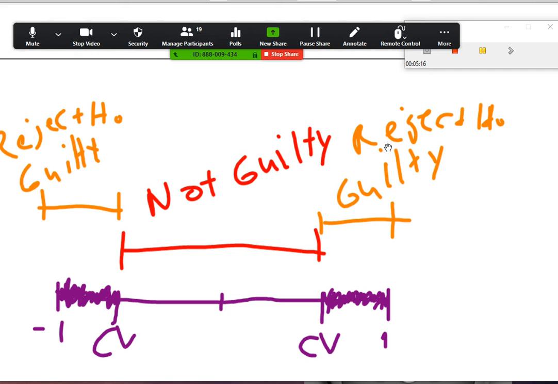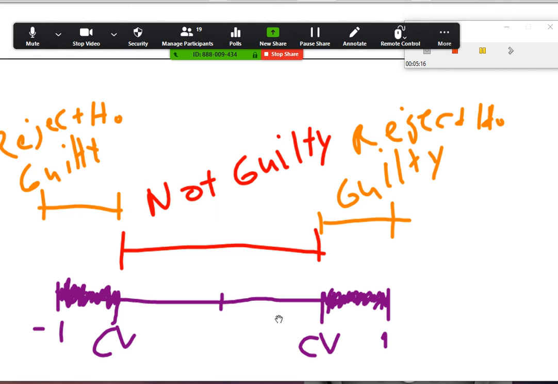Up here tells you the region. Reject H naught because you're guilty. This is the guilty region. This is the other guilty region over here. In between here, the stuff in between here, this is the not guilty region. So between here, you're not guilty. You do not reject H naught.